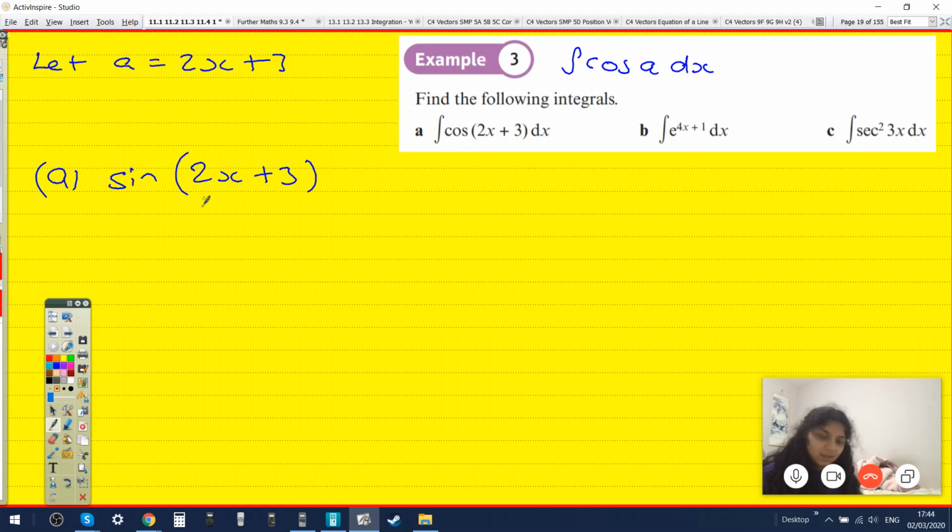If this was differentiation, what is the derivative of 2x plus 3? 2. And so if this was differentiation, you would times it by 2. It's integration, so you divide by 2. Yeah, and I'll just leave it as times a half sine. What's kind of weird is that you're still finding the derivative even though you're integrating, but you just divide.